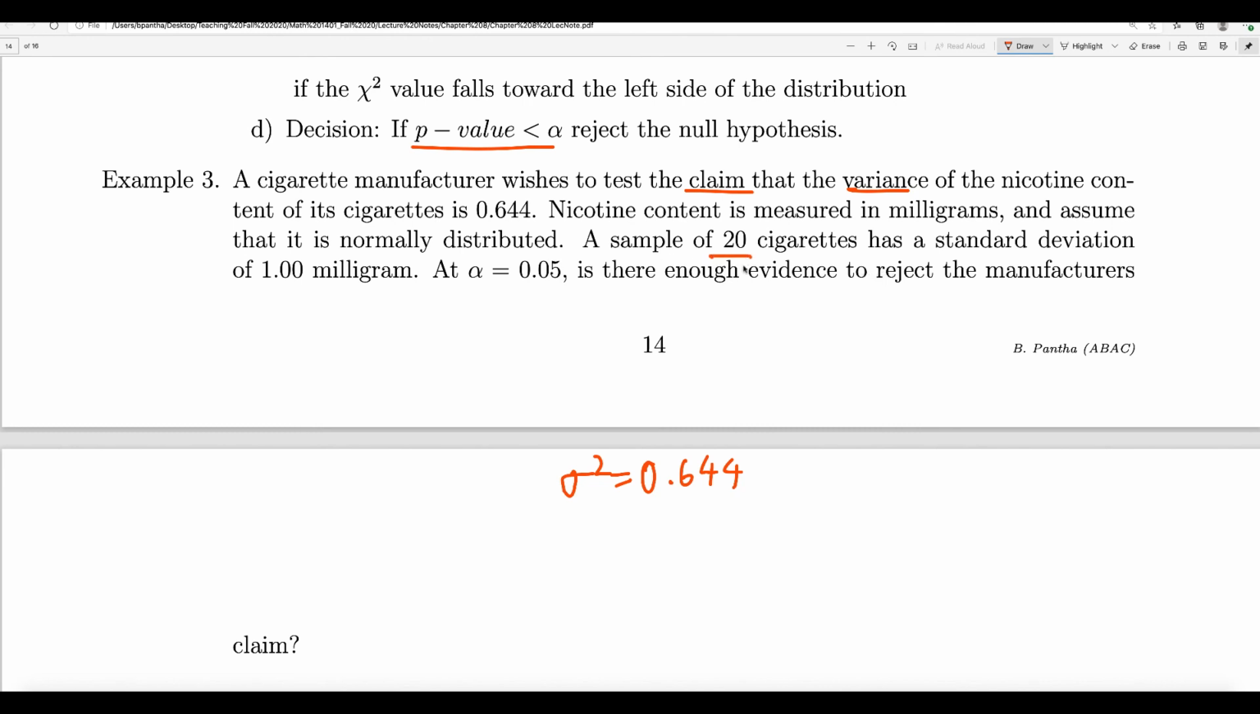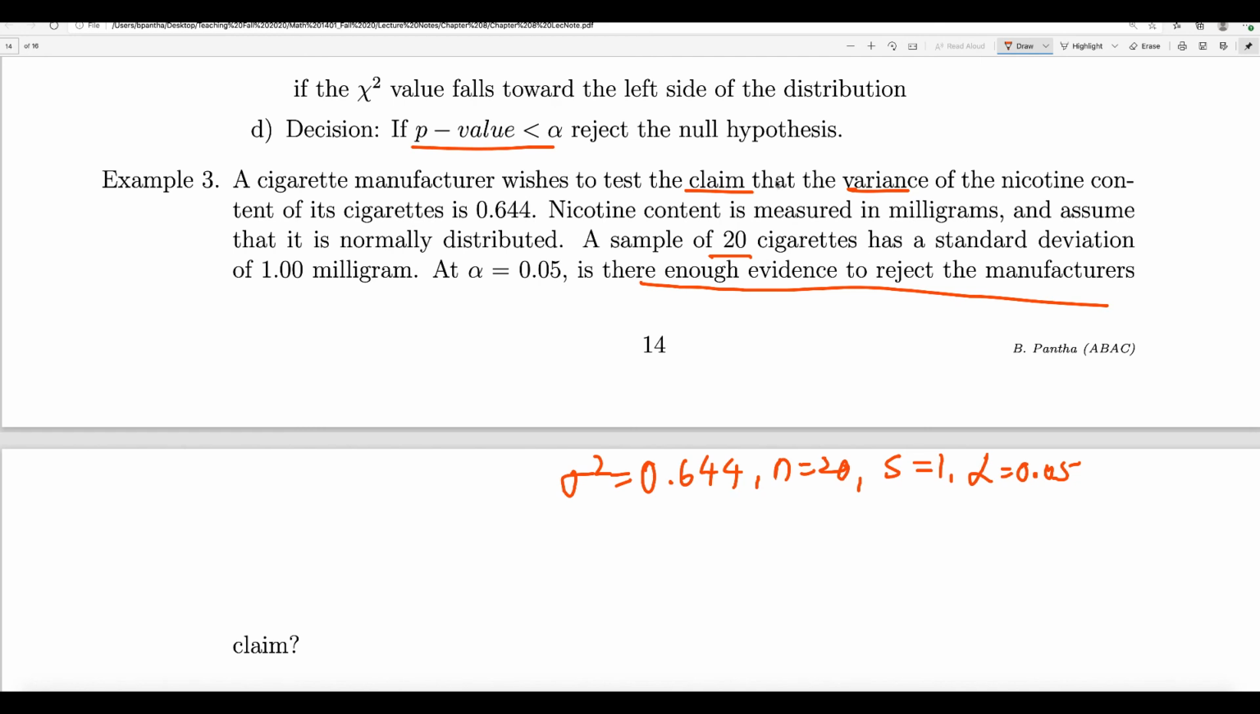A sample of 20, that means n is 20, cigarettes has a standard deviation of 1 milligram. So S is 1. So what will be S square? We'll need S square. You don't have to write it here because the formula has S square there, right? So we don't need that. But S is 1. And what is alpha? It is 0.05. Is there enough evidence to reject the manufacturer's claim?